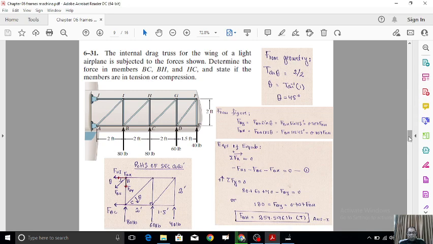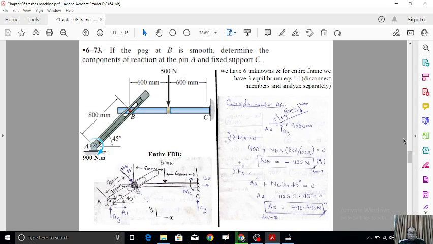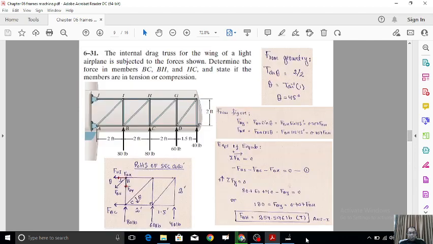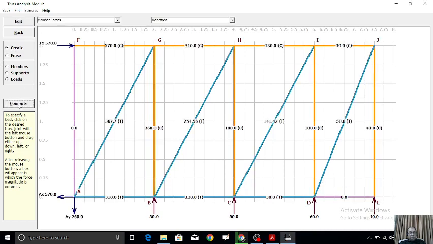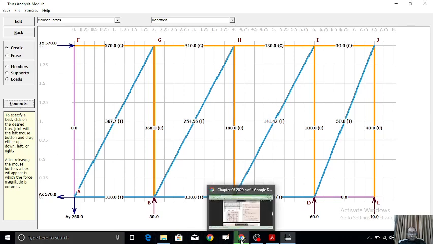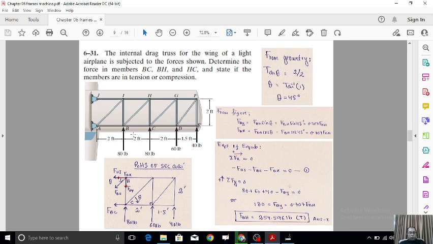Instead of performing all these big calculations and simulations, let's see how the software responds. If you look at it, we ask it to solve it. All right, now we solve it, and these are our results. Now what is the problem asking us? It is asking us to calculate BC, BH and HC.